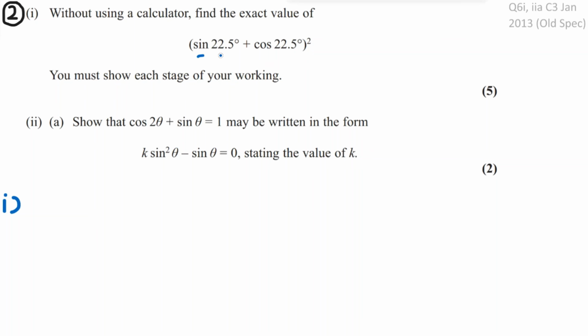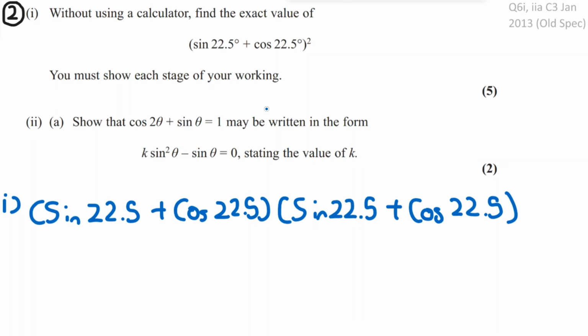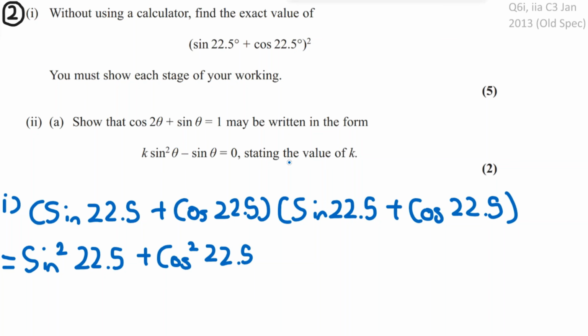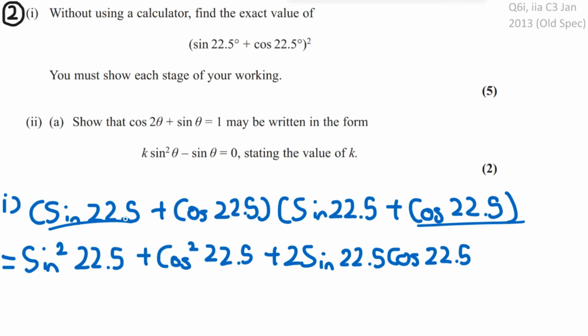Okay, so this is sin plus cos to the power of 2. Remember, when you have a bracket to the power of 2, what this actually is is 2 brackets multiplied together like this. So therefore what we can do is expand this here. So we have sin of 22.5 times sin of 22.5, which is sin squared of 22.5. We have cos of 22.5 times cos of 22.5, which is cos squared of 22.5. And we have cos of 22.5 times sin of 22.5, which is sin of 22.5 cos of 22.5. And because we have another pair of these, we're going to have this 2 in front of it like this. So this bracket expanded is this here.